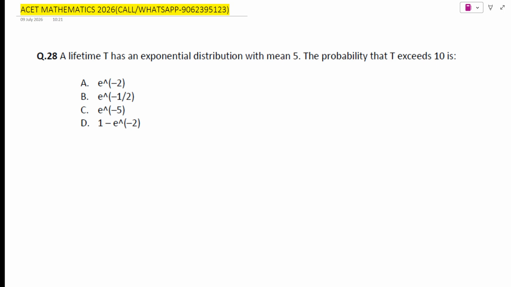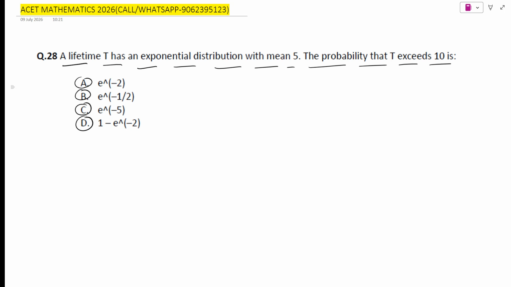If you remember just one formula, you can solve this entire question in less than 20 seconds in the examination. So let's begin. Let's read the question first. A lifetime t has an exponential distribution with mean 5. The probability that t exceeds 10 is what? We are given 4 options and we have to calculate the correct one.